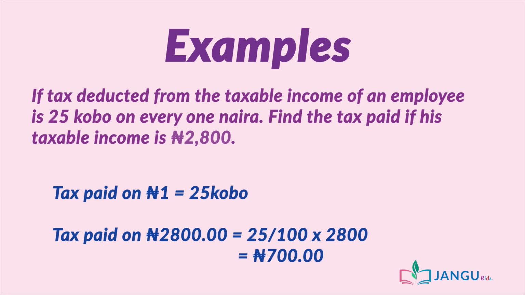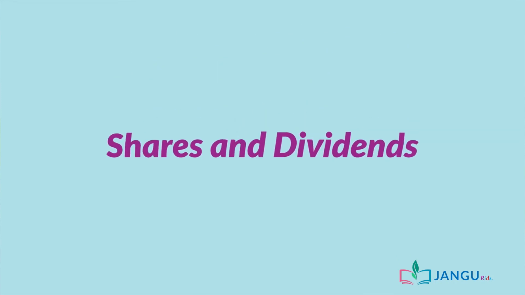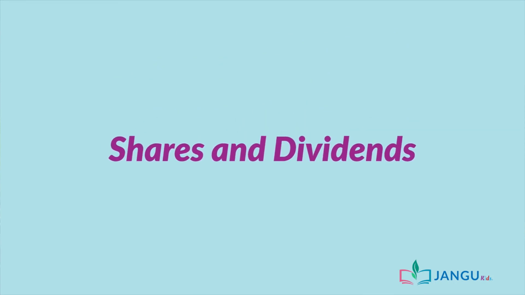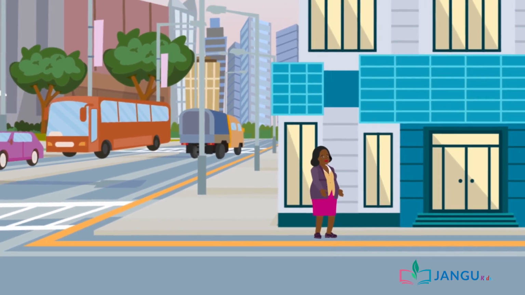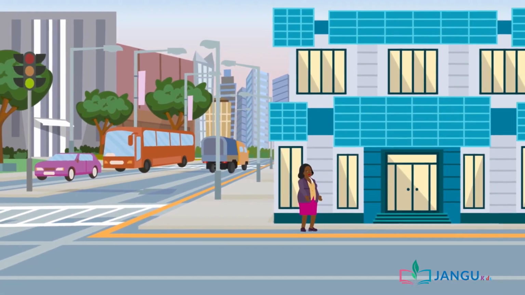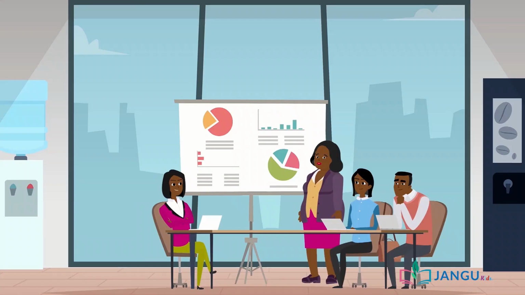Next, we're going to learn about money in another form called shares and dividends. This is Miss Amina. She has a big manufacturing company. She needs money for the business. This means the company needs capital.